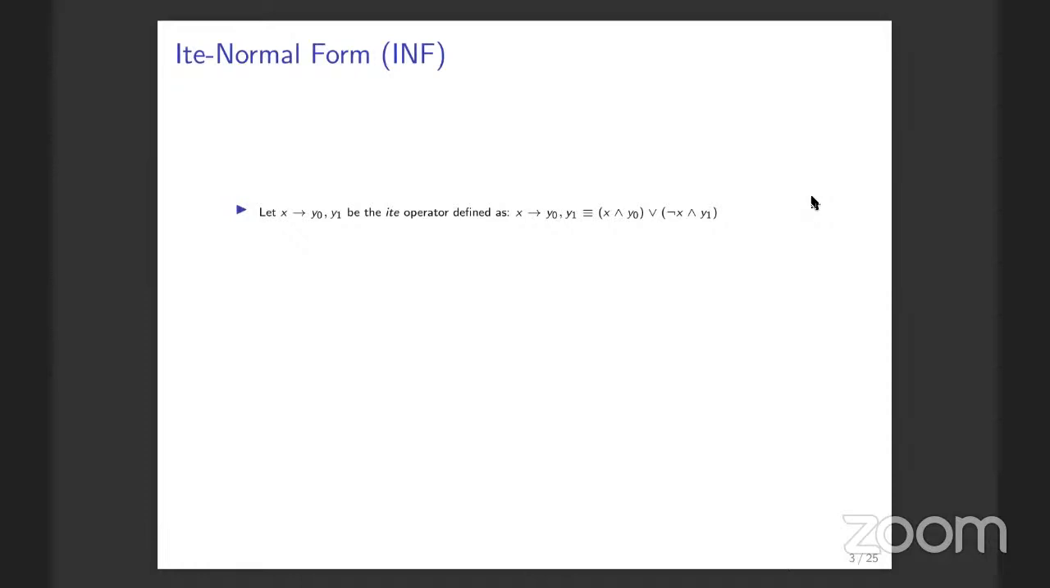So, ITE normal form. We first introduce the ITE operator. Denoted this way, it's a ternary operator with a test argument and two term arguments, which can be any term. The ITE operator is defined as this one: if X is true, then it takes the value of Y0. If X is false, then it takes whatever is the value of Y1. It's a fairly familiar operator that you see in programming languages.